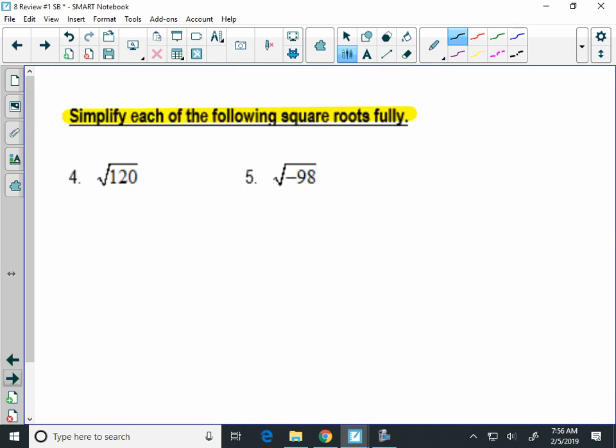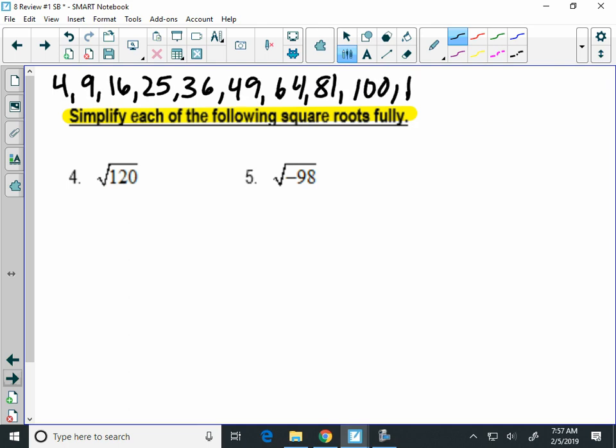The next one, I'm going to review just simplifying square roots since we're going to use those in the quadratic formula and complete the square. Now, when you simplify square roots, you need to know the list of perfect squares. All right. Now, when you look at those, you need to find the biggest number from that list that goes into 120. And it turns out to be 4.